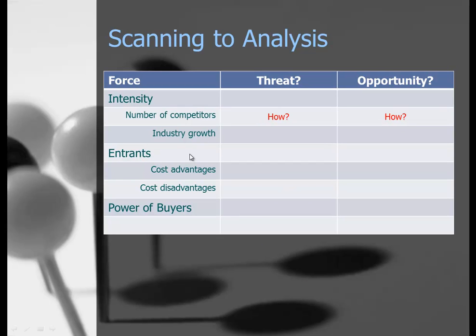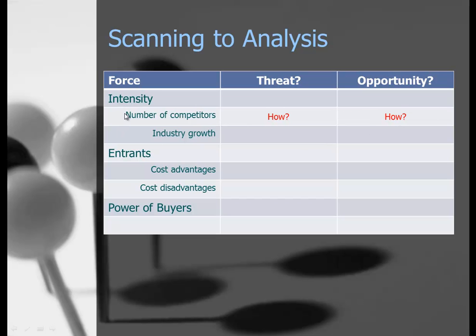Well, a table works really well once again. So as you look at the particular force of the 5 forces, you might start with intensity. Now this is an abbreviated table. I don't have them all in here. But how many competitors are there in your industry? Is it a high number posing a threat? If so, how do they pose a threat? If it's a small number and it opens up an opportunity, how is it an opportunity?